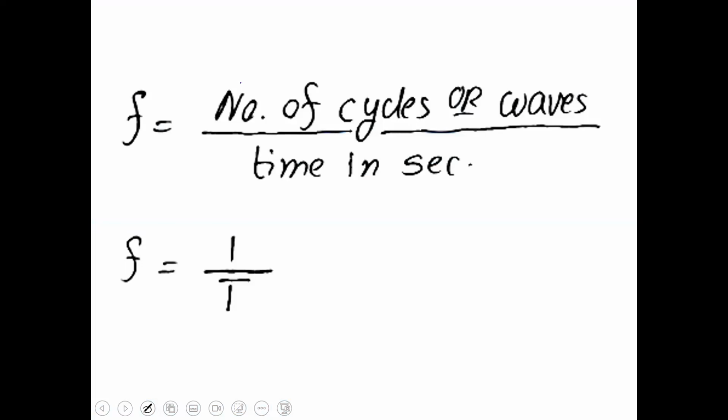Formula: f is equal to number of cycles upon time in seconds. And we did it when we were discussing CRO. This is a repetition of that formula. So copy the screen, the formulas.